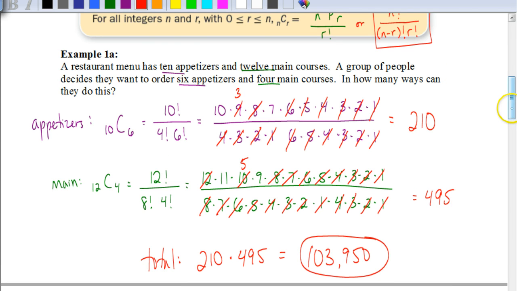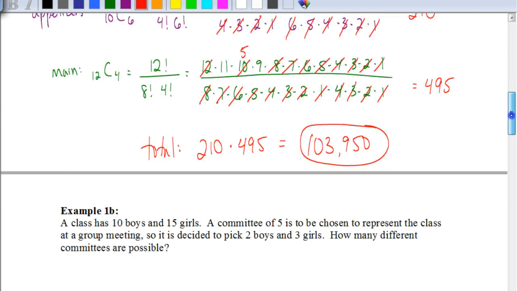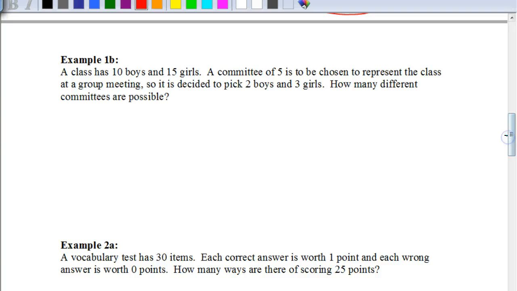Once you guys try one on your own, so once you guys work this one out, I'll help you get it started though. It says the class is 10 boys and 15 girls. The committee of 5 is to be chosen to represent the class at a group meeting. So it is decided to pick 2 boys and 3 girls. How many different committees are possible? So first you're going to figure out how many different combinations there are for the boys. And there's 10 boys to choose from, and you're selecting 2 of them.